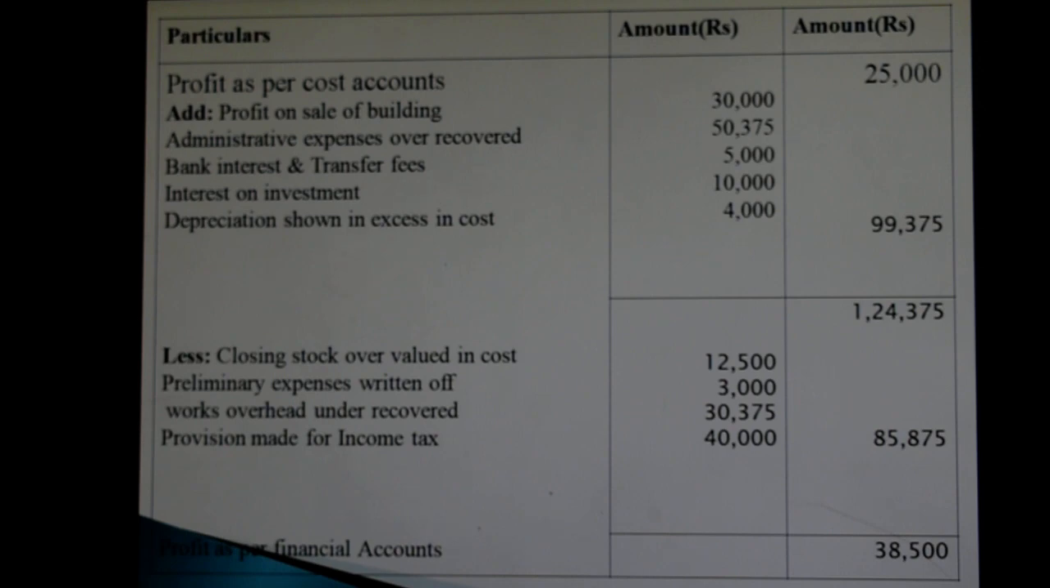So the aggregate of all the deducted items total is 85,875. This amount will be deducted from the 1,24,375. So then we get 38,500. This amount is treated as the profit as per financial accounts. After reconciling the add items and deduct items, automatically we get the profit as per financial accounts.